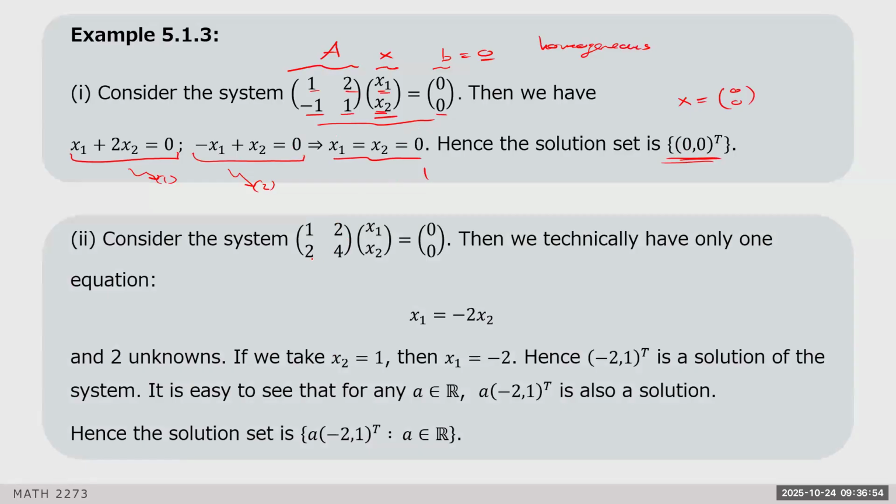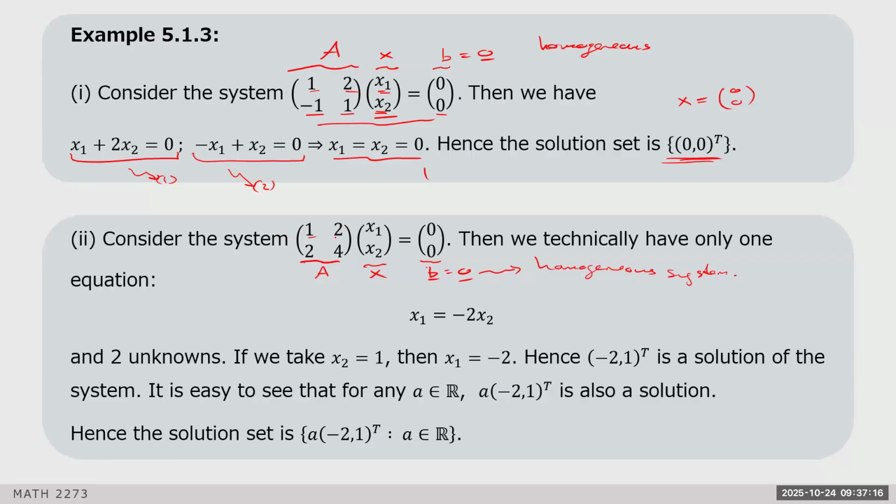Okay. What about this system? So again, Ax equals B, where B is 0. So again, this is a homogeneous system, because B is equal to 0. So again, do the matrix multiplication.